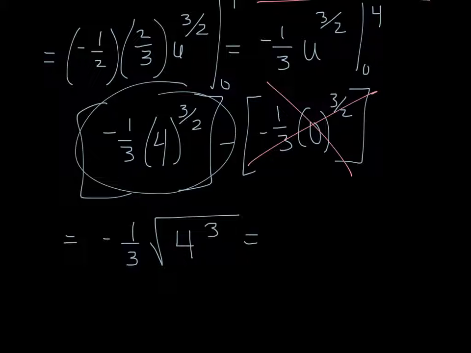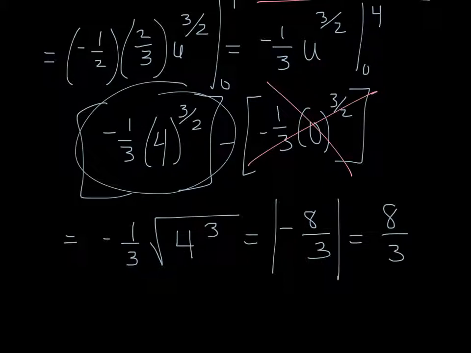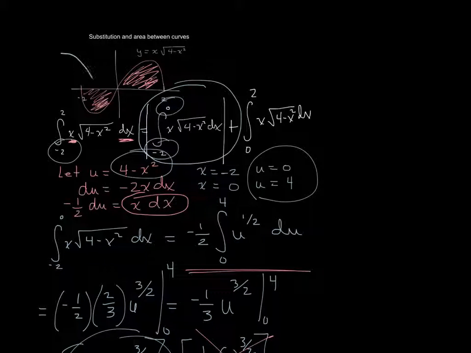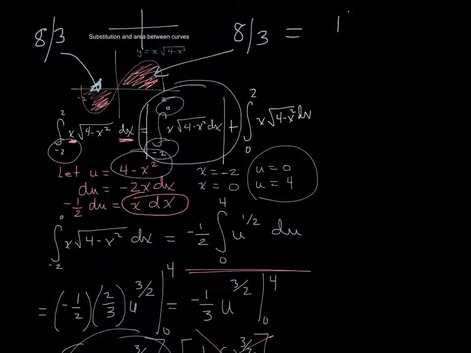4 cubed is 64, and the square root is 8, so we get -8/3, but remembering we're going to absolute value it, so we get 8/3. So in other words, if we go all the way back up to our picture, we're saying that area right there is 8/3. Because this is symmetric, the area from 0 to 2 would be the same as from -2 to 0, which is 8/3, and we add the two pieces together, and we get our total area of 16/3.